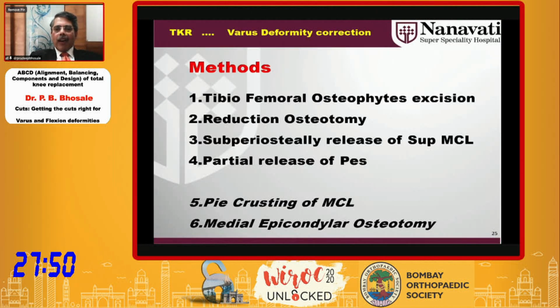So in conclusion, tibiofemoral osteotomy excision, reduction osteotomy, and subperiosteal release as and when you require should be the third step. You have to be very careful subperiosteally, and sometimes you may have to release space. I'm a little against pie crusting of the MCL and medial epicondylar osteotomy, my personal listing, because they carry more risk. Most of the severe deformities can be handled with the above four methods. With pie crusting, you are actually cutting a number of collagen fibers, which is not good.